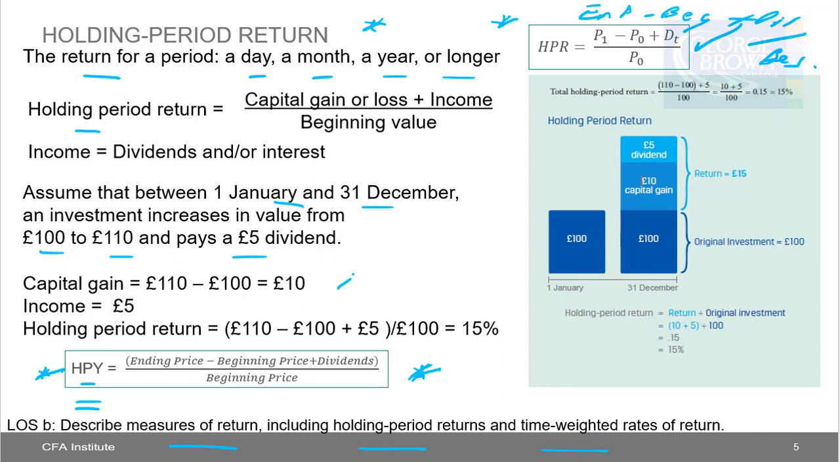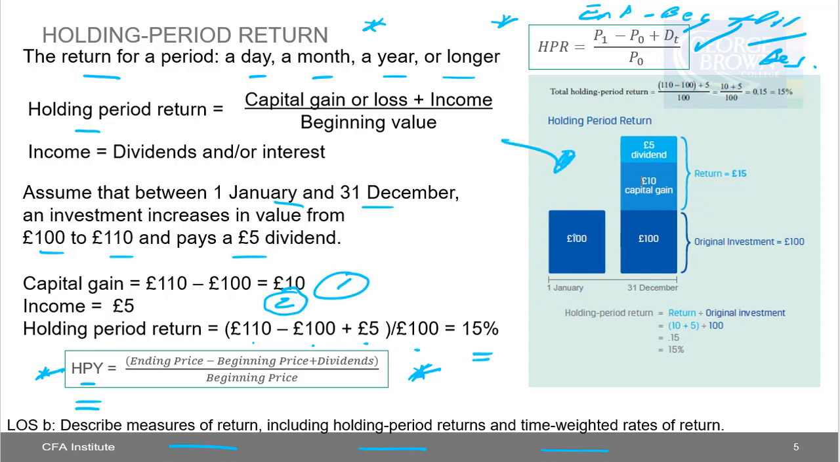So number one, your capital gain, because we split the return between capital gains and income. Capital gain, selling price minus buying price, £10 profit, ending minus beginning, £10. Okay, and the income, or in some cases the dividends, £5. So the holding period return, ending minus beginning plus income divided by beginning, 15%. Nice little graphic in the textbook.